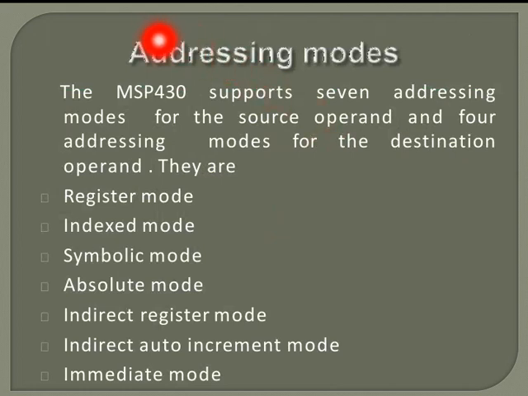Next is your addressing modes. I said that your MSP430 supports 7 addressing modes for the source operand and 4 addressing modes for the destination. So what are those? One is register mode, second is indexed mode, third is symbolic mode, fourth is absolute mode, fifth is indirect register mode, sixth is indirect auto increment mode, and the last one is immediate mode. We'll see one by one.